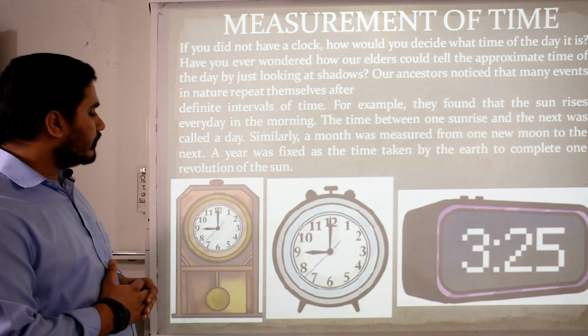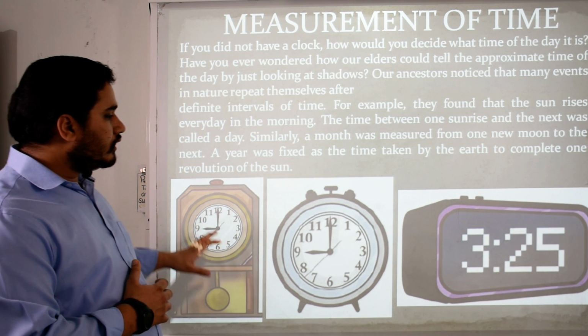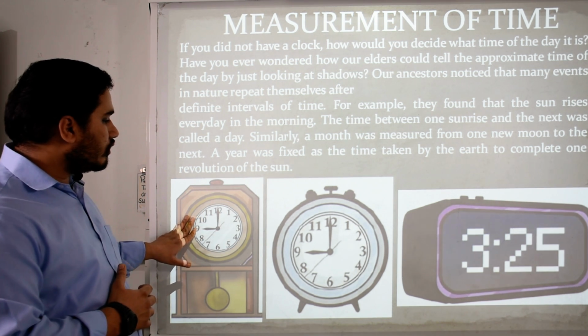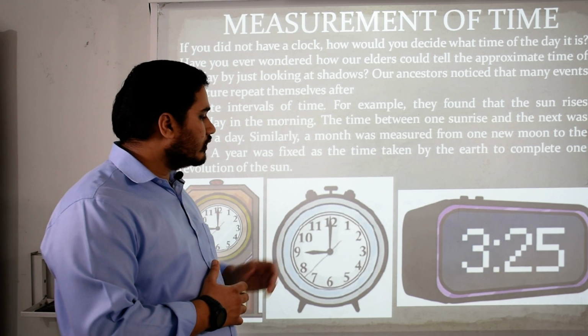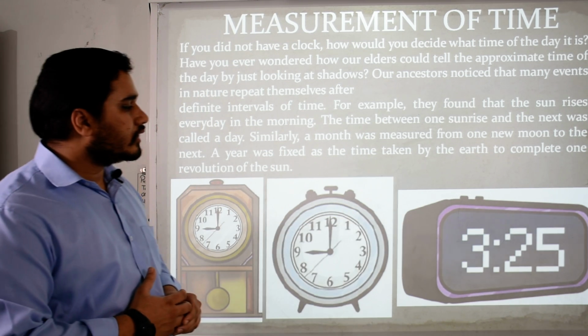Now, measurement of time. Here are 3 clocks. One is the old or ancient clock, then a normal clock, that is our alarm clock, and that is a digital clock.